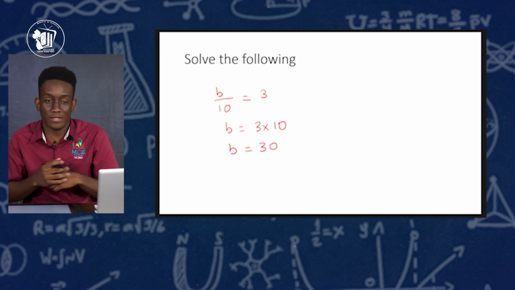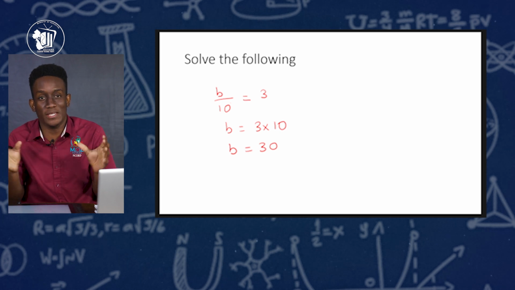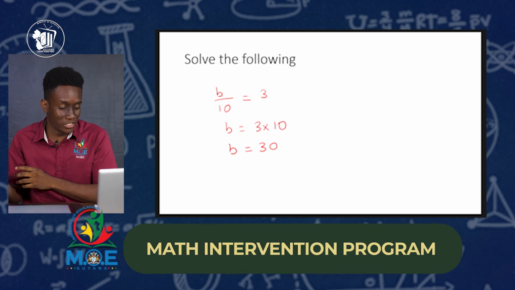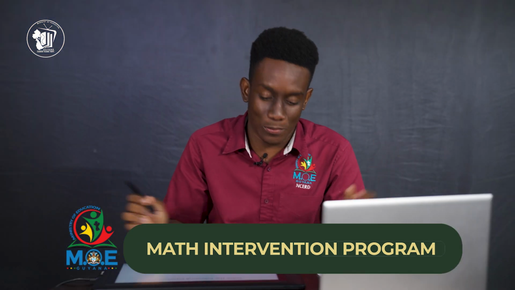And of course, b divided by 10 should give you 3. We know b is equal to 30, and 30 divided by 10 will of course give you 3. So that's how we can check to see if our answer is correct. Let's take things up a bit.